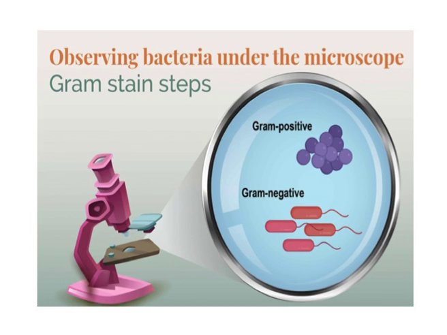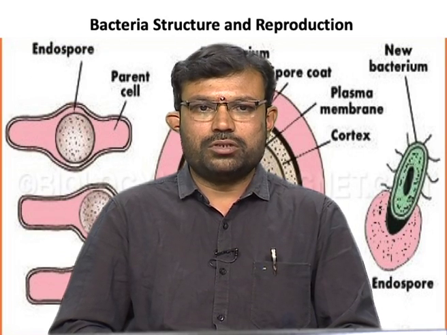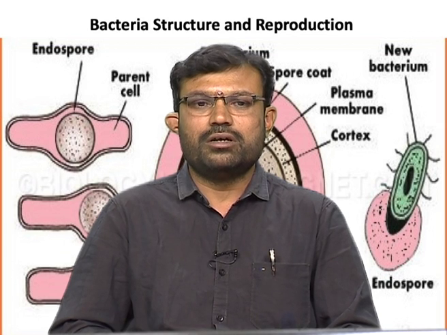Based on the type of cell wall present in it, bacteria are classified into two types. One is gram positive bacteria, the second one is gram negative bacteria. You see in this image, gram positive bacteria are purple in color, and gram negative bacteria are red in color. So what is gram positive, gram negative? The presence and absence of cell wall material classifies them into gram positive and gram negative.